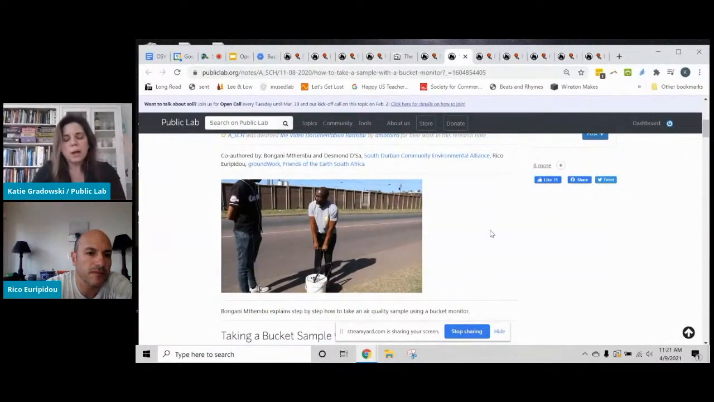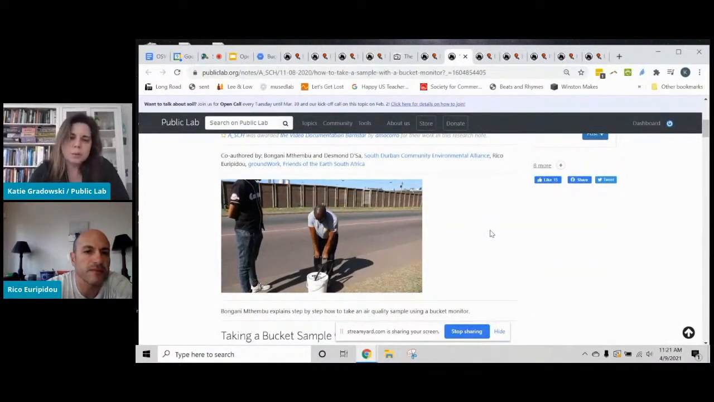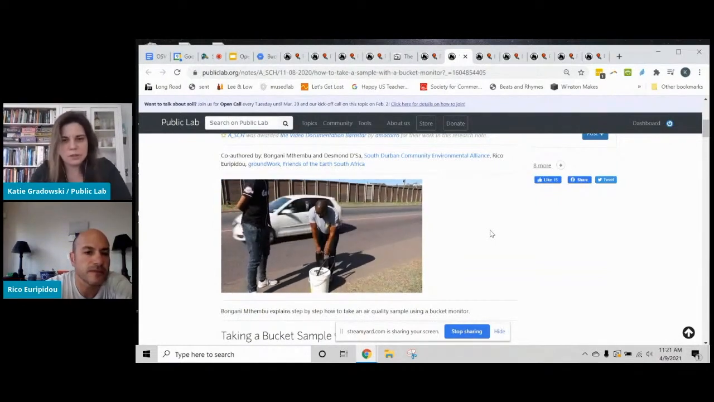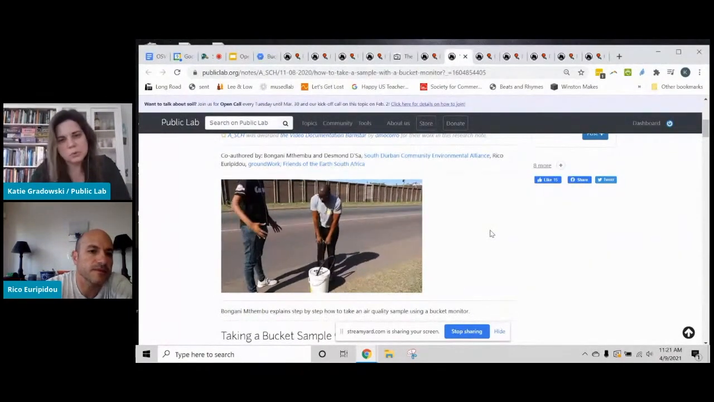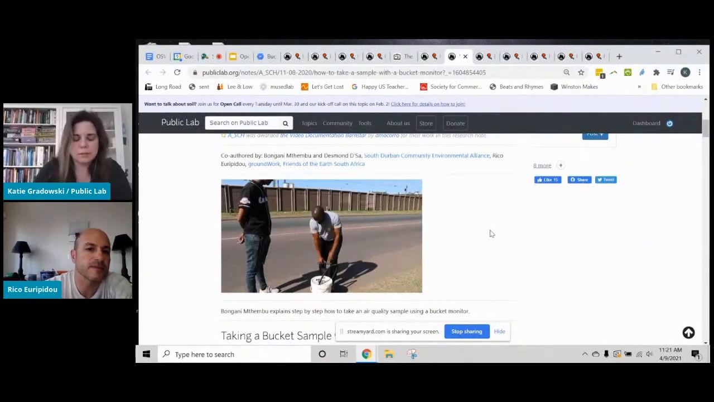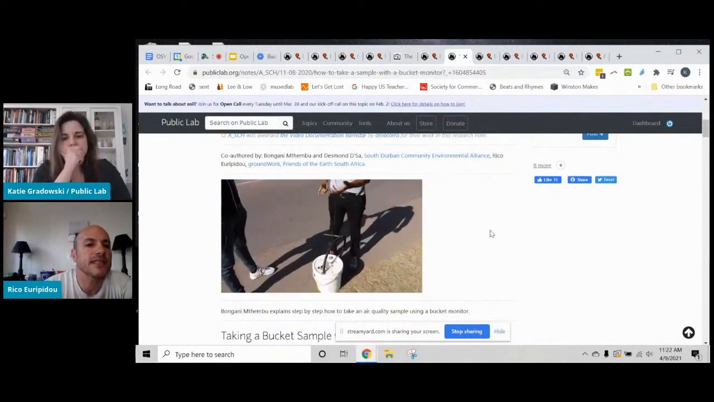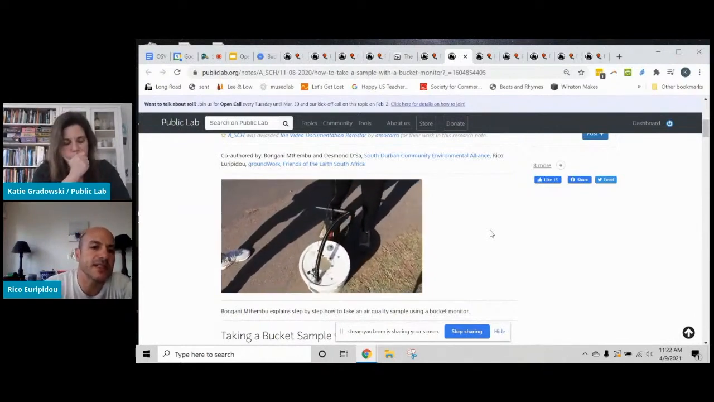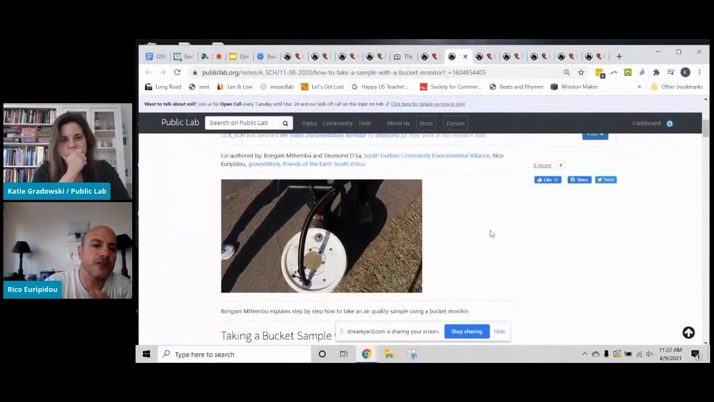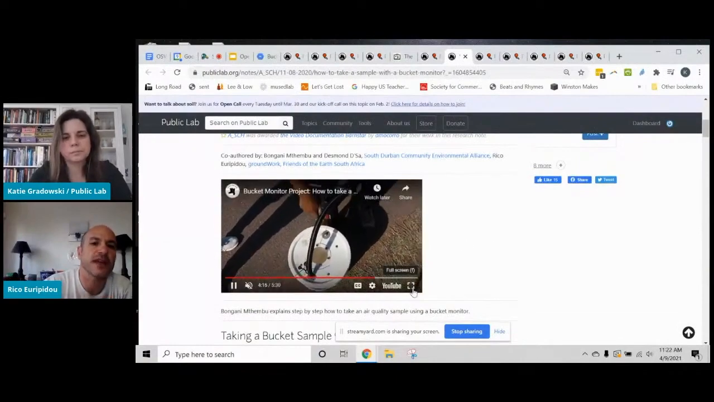So why would you, Rico, why would you want to use a bucket instead of a Purple Air monitor or some other kind of real-time data collection tool? So this is a very simple tool. What is it about the bucket that really makes it powerful? Yeah, that's a good question. Like Casey said earlier, what it does is it takes a snapshot, almost like a photograph of the air that you're breathing in at the time.